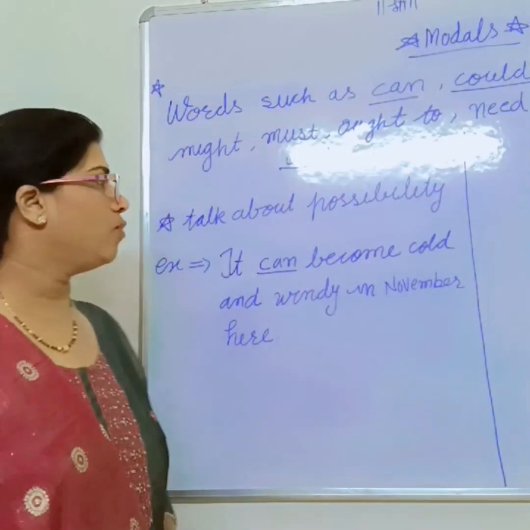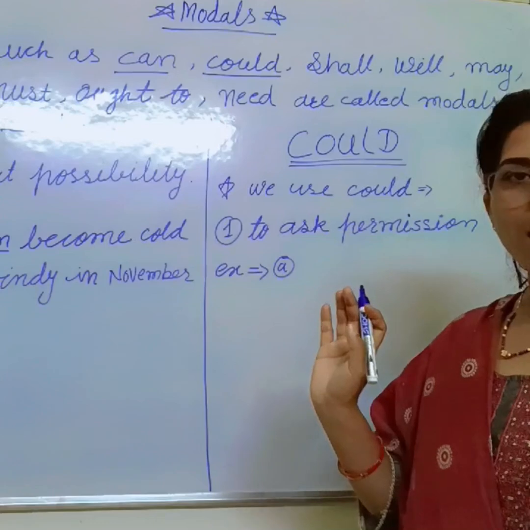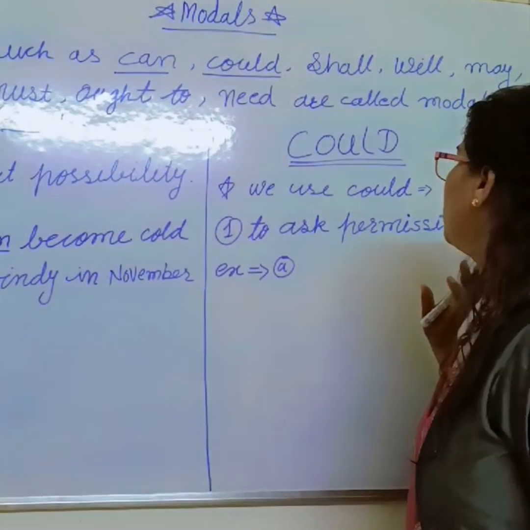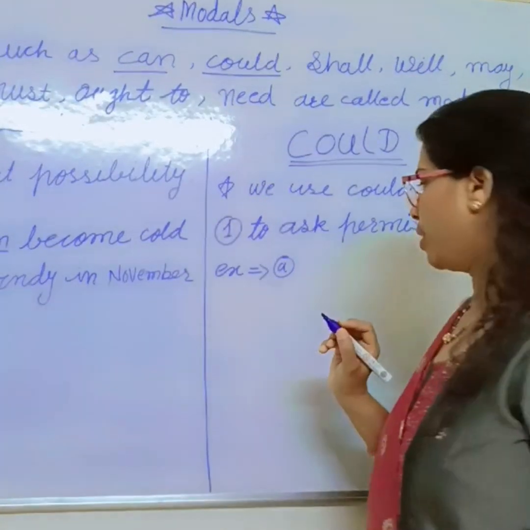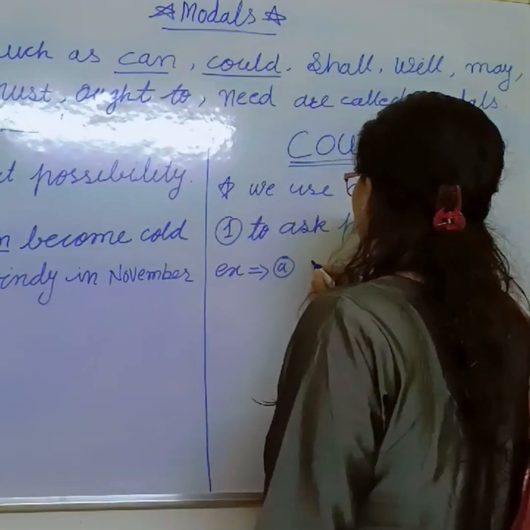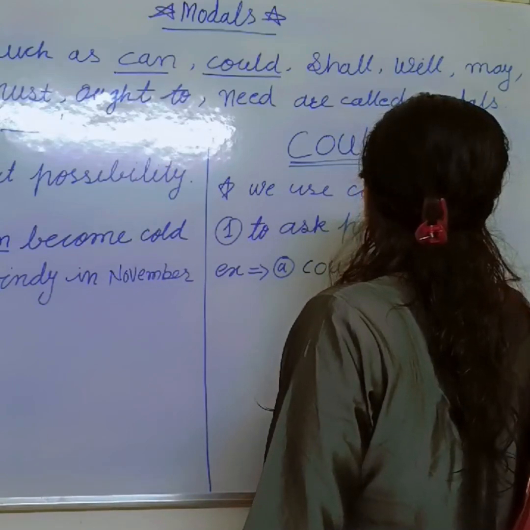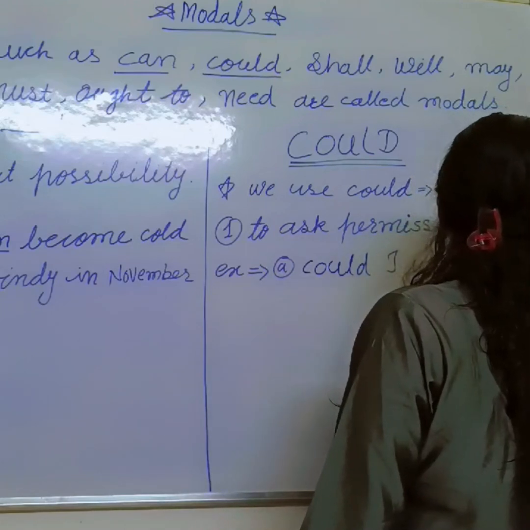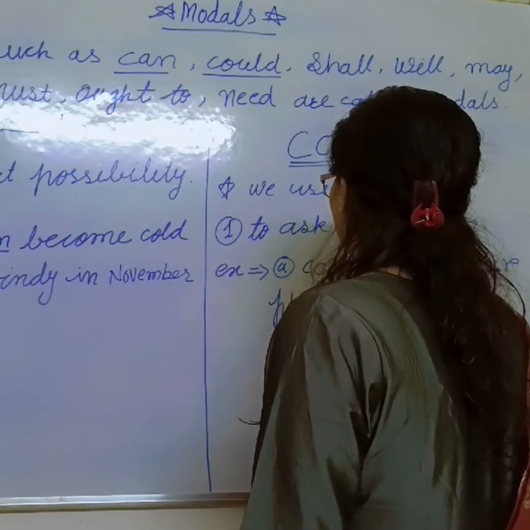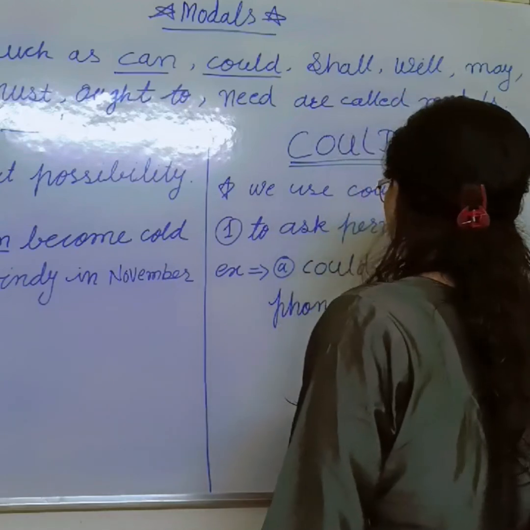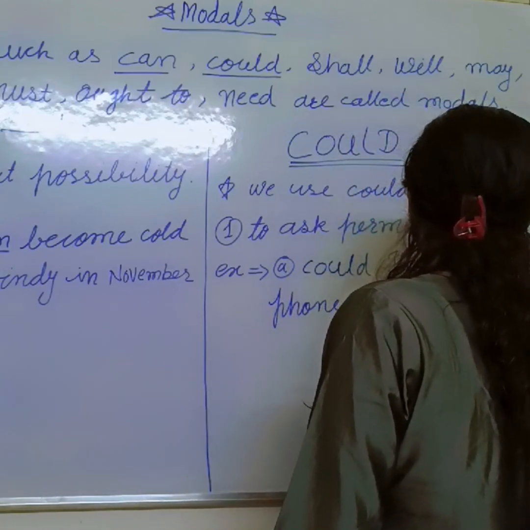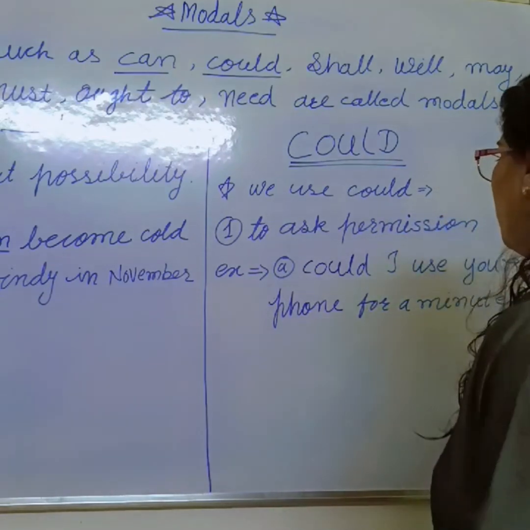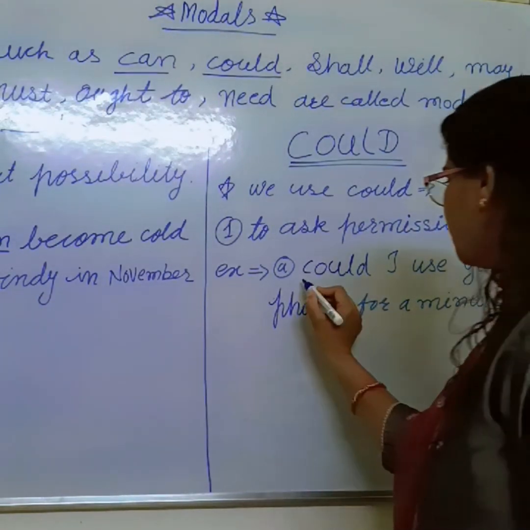Okay, clear to you? Now, permission. When we want to ask someone's permission to do something, at that time we use could. Examples I will write. Could I use your phone for a minute? Okay, here we have used could.